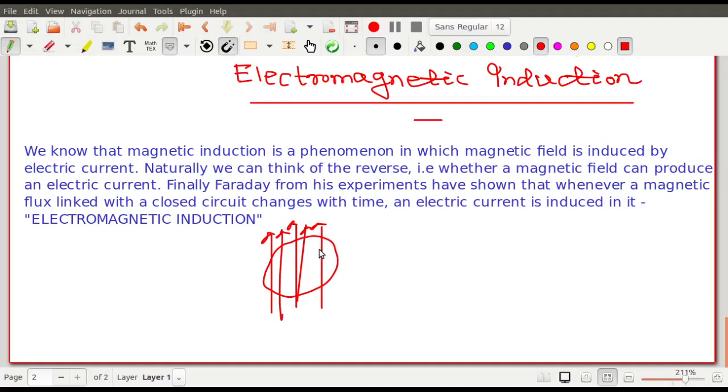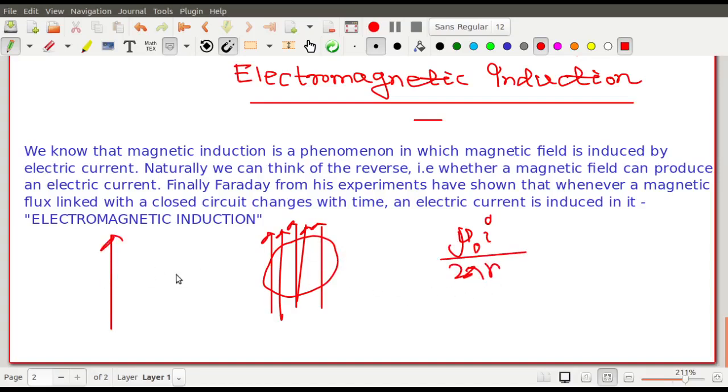How can the magnetic field change over here? One of the ways to change the magnetic field is to change its intensity. Suppose this magnetic field is due to a straight conductor, and you know that the magnetic field due to a straight conductor is given by mu0 I by 2 pi r. Now the straight conductor is, suppose, this one.